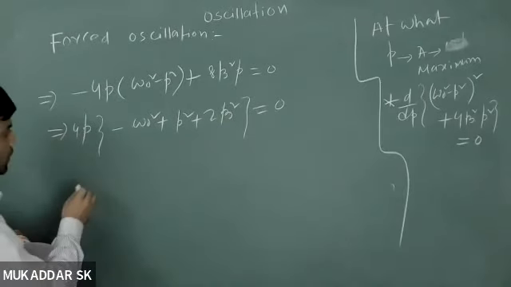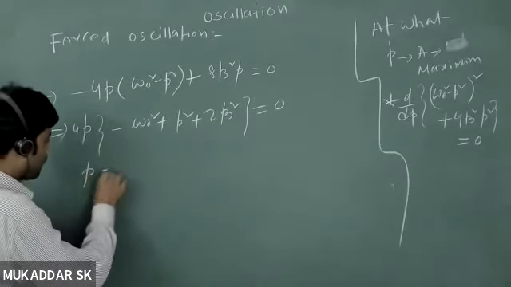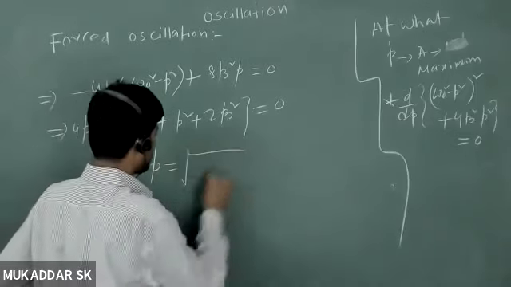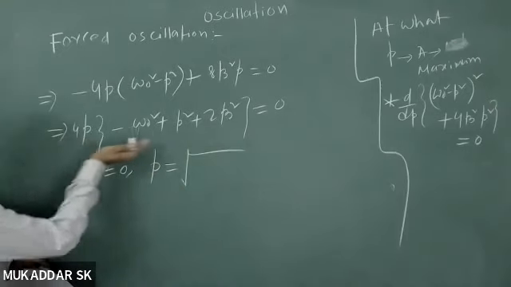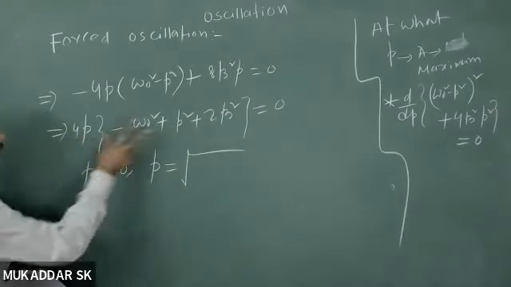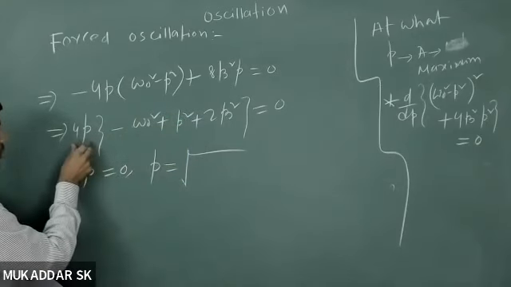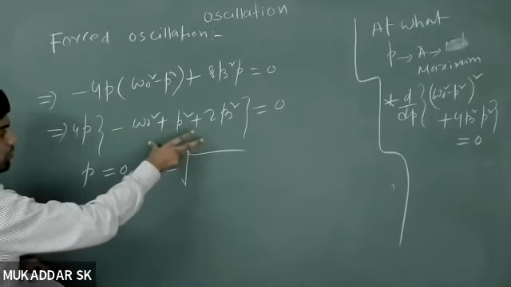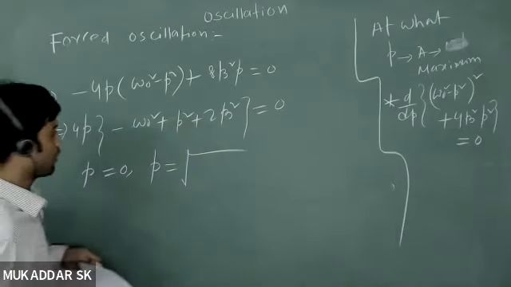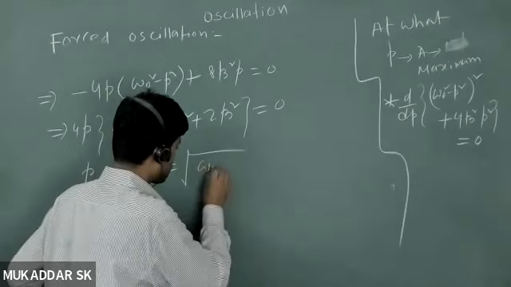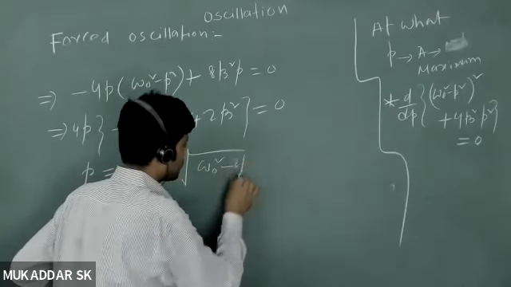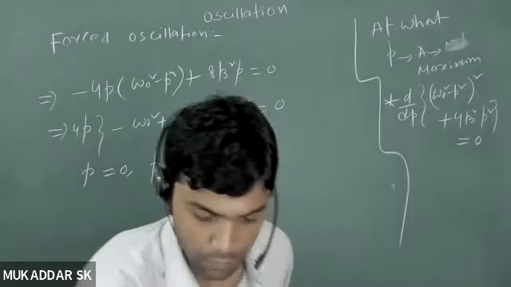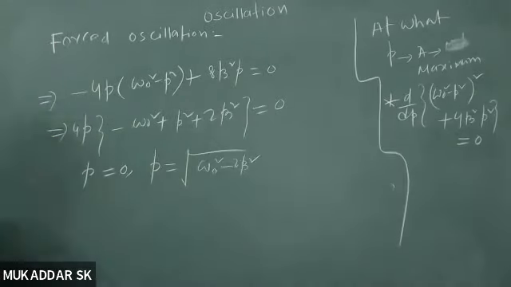So it means you will have two conditions: either P equals 0 or P equals square root of, right? The multiplication of two terms being 0 means either this term is 0 or that term is 0. If you equate this to 0, of course P will be 0 because 4 is never 0. And if you equate this term to 0, that will provide you omega naught square minus 2 beta square, right? Is this part clear, what I'm trying to say, everyone? Yes, sir. Okay. So you have two conditions.